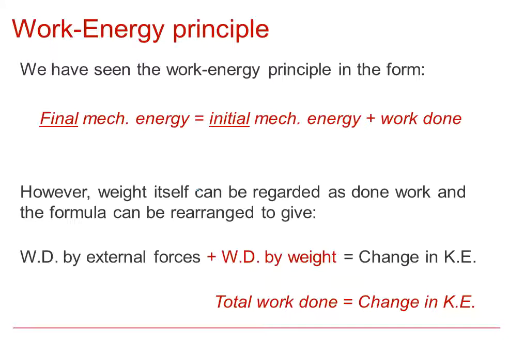So we've seen the work energy principle in the form final mechanical equals initial mechanical plus work done. However, weight itself can be regarded as doing work, and the formula could be rearranged to give the work done by the external forces plus the work done by the weight is the change in kinetic energy. In other words, you can think of the work energy principle as total work done by all the forces equals change in kinetic energy. So we've got two approaches here: final mechanical equals initial mechanical plus work done by the non-gravitational forces, or the total work done by all the forces is the change in kinetic energy.